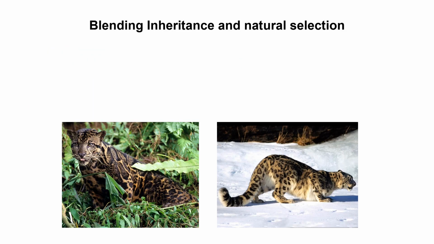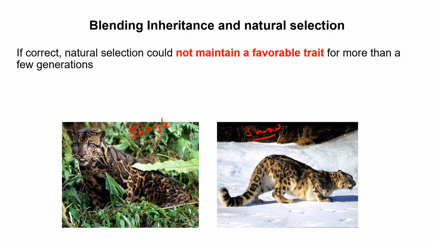So to conclude, and this could be a question that I ask you in the test, if you see here there are two felines, one adapted to the jungle and the other adapted to a place where there is snow, and the fur changes. If the blended inheritance was correct, natural selection could not maintain a favorable trait, so they would lose this specific fur.